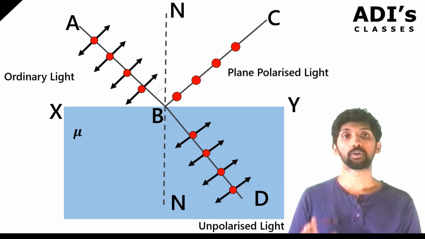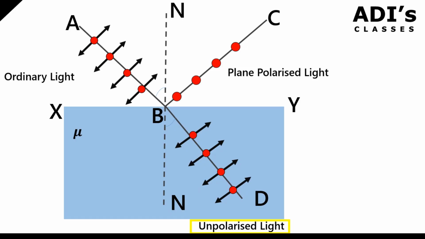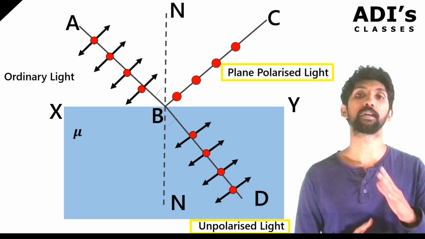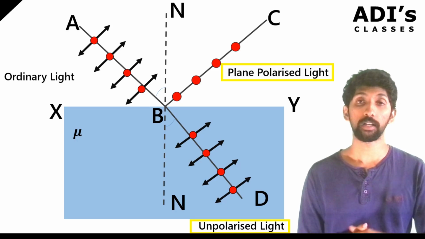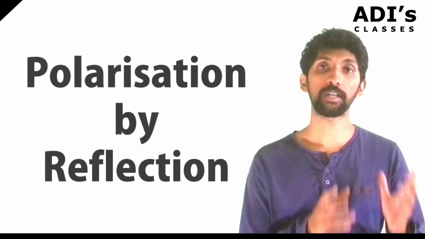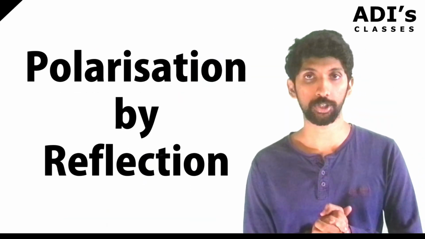So here what exactly happens is, whatever the transparent medium we have, the refraction happens, and the refracted ray will be an unpolarized light, but the reflected ray of light becomes plane polarized light. So this phenomenon is nothing but polarization by reflection.